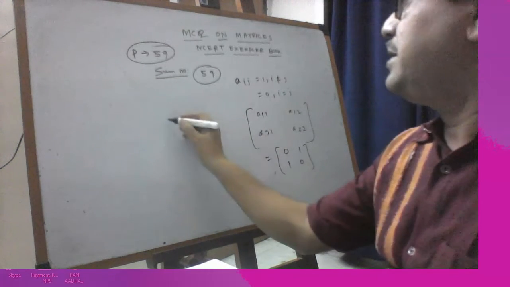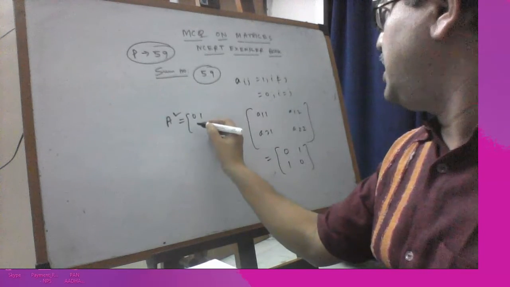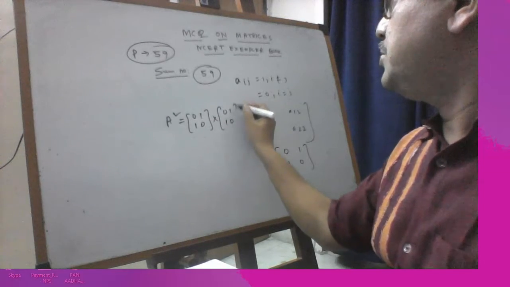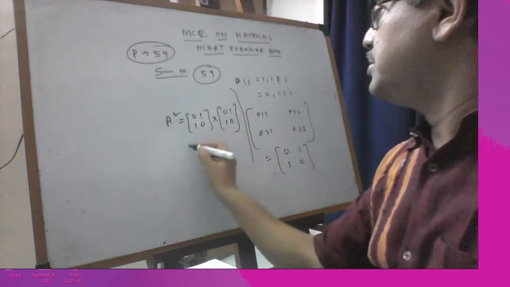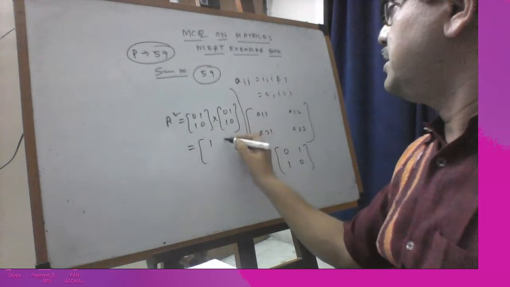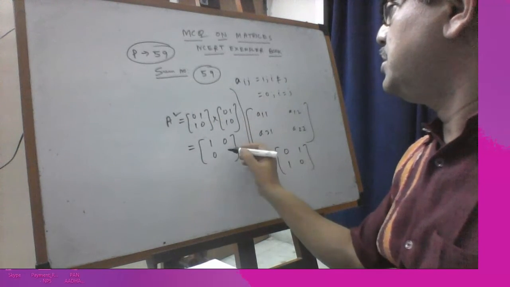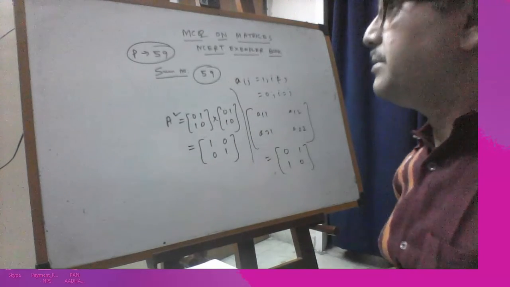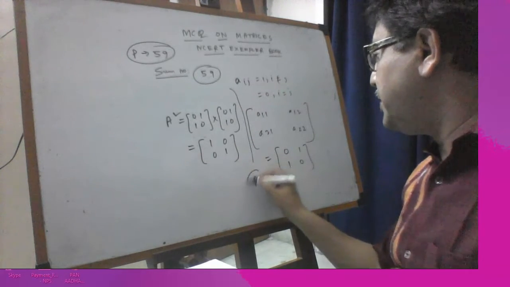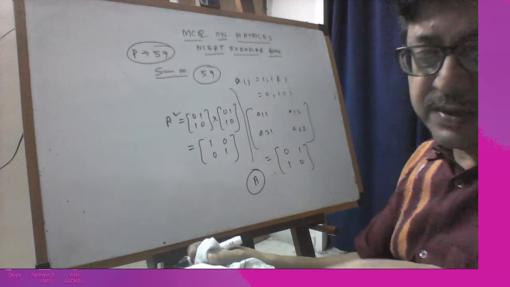Then find A square. A square is going to be [0, 1; 1, 0] multiplied by [0, 1; 1, 0]. So this will give you 1 here, 0 here, 0 and 1. So A square is a unit matrix, so option A is going to be correct. All of you can see this. These are not difficult sums.